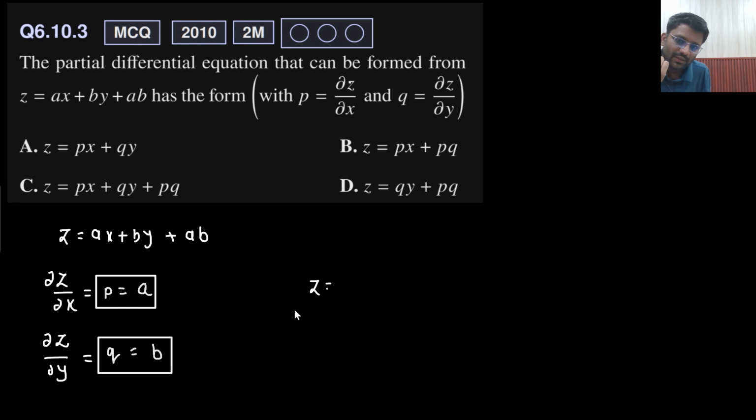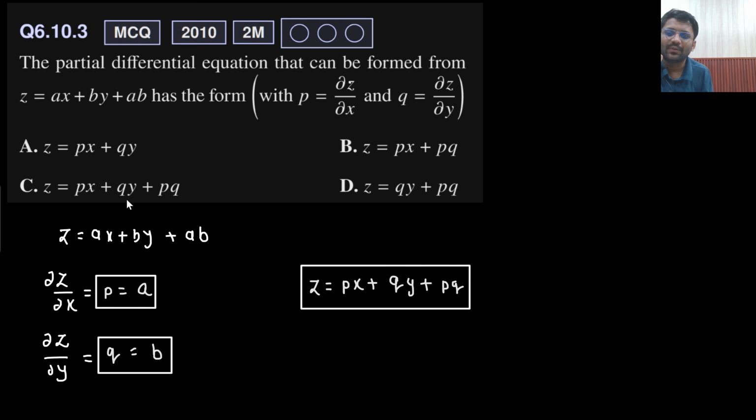So what is your z? In place of a you put p, in place of b you put q, and in place of ab you put pq. So px plus qy plus pq, z equals px plus qy plus pq. That's it. Very straightforward, within two lines. Otherwise there is a method, but we will not go with the method, we will simply go with the options. When a partial differential equation question is coming, that means you need to go with the options.